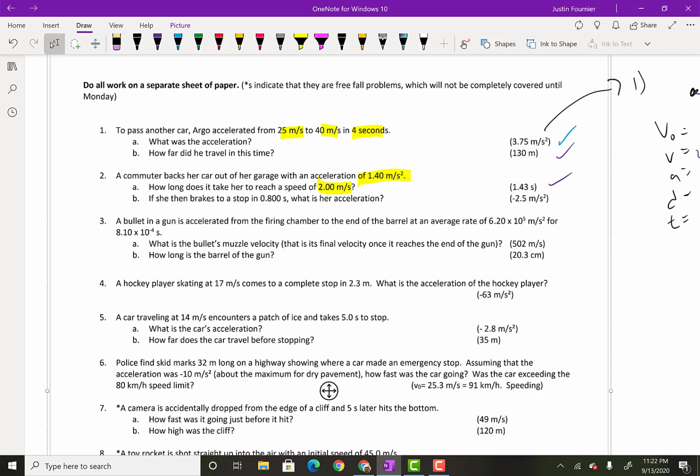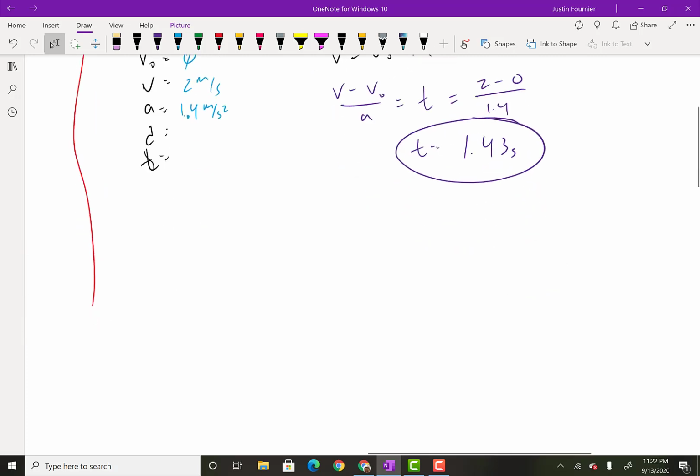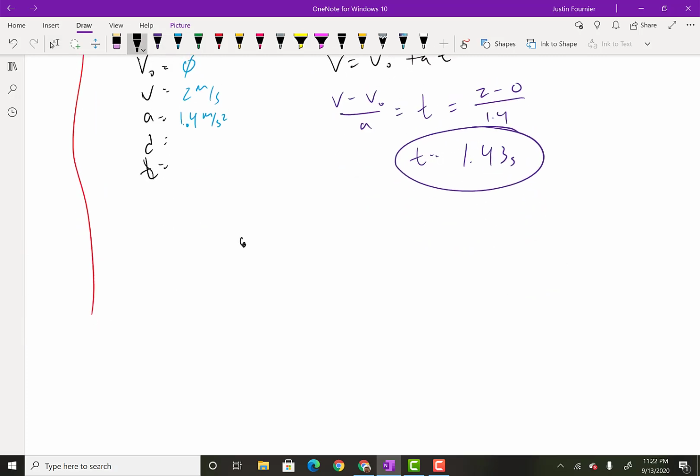If she then brakes to a stop in 0.08 seconds, what's her acceleration? So this is a new moment. Now instead, she's moving at 2 meters per second. So now her initial velocity is 2 meters per second, and she's going to brake to a stop. So now her final velocity is 0. And then we're going to have an acceleration.